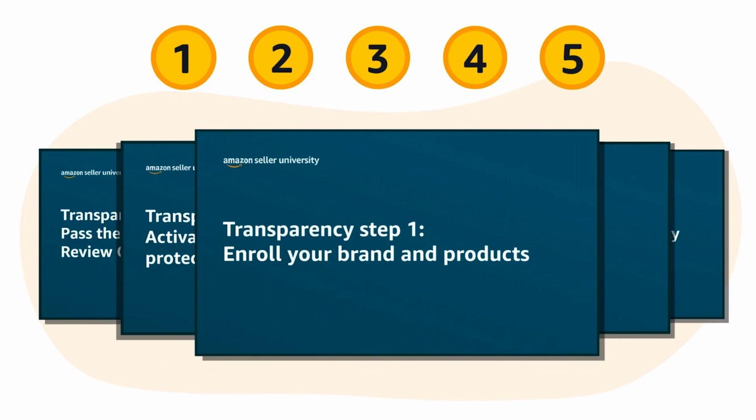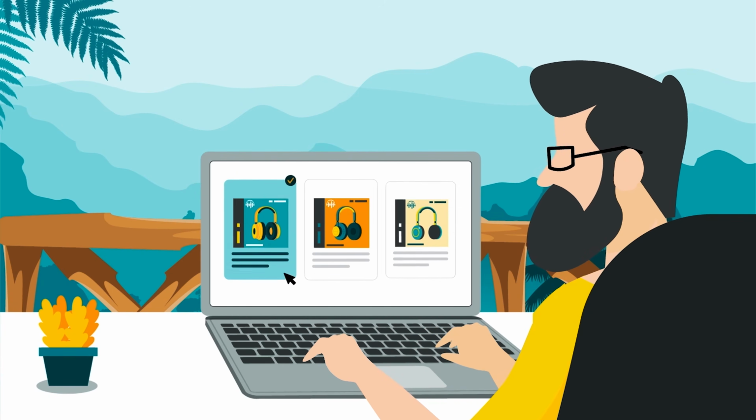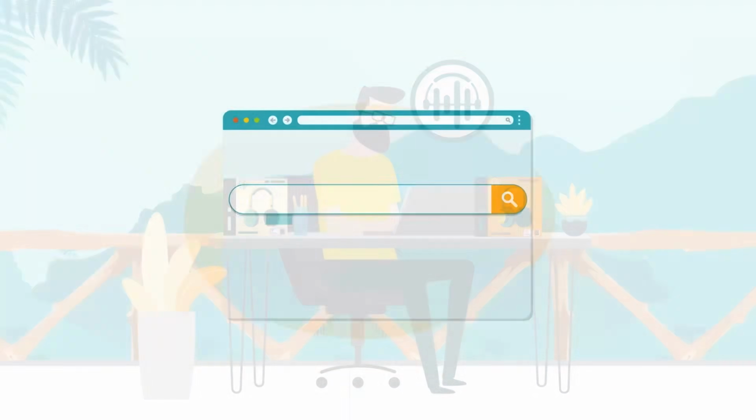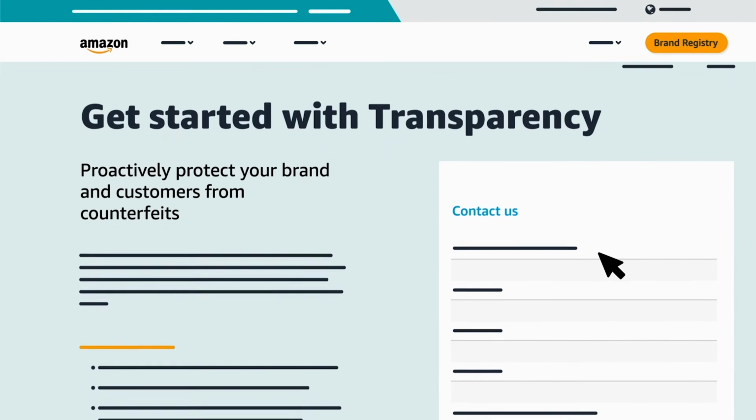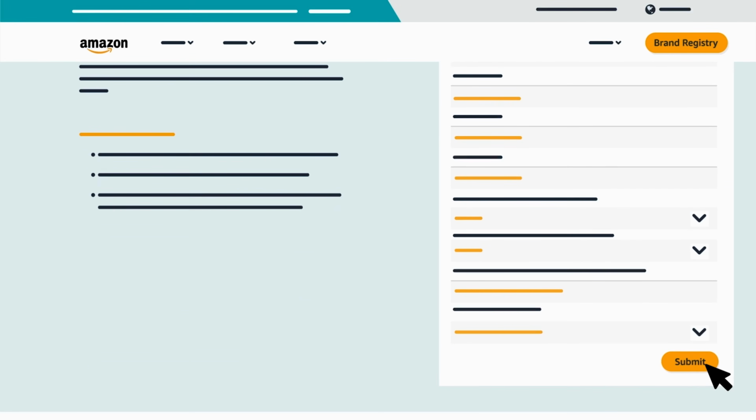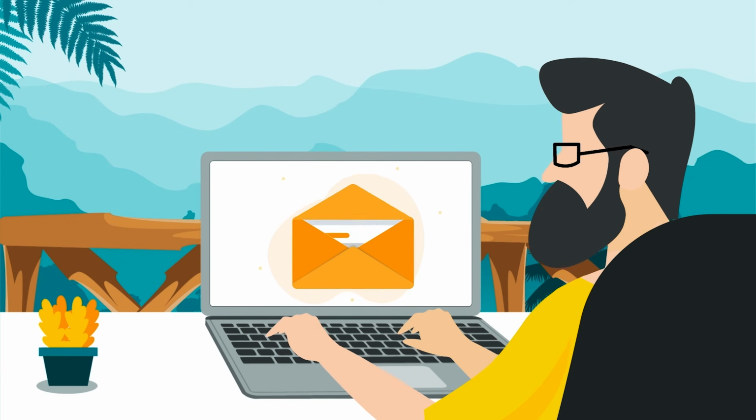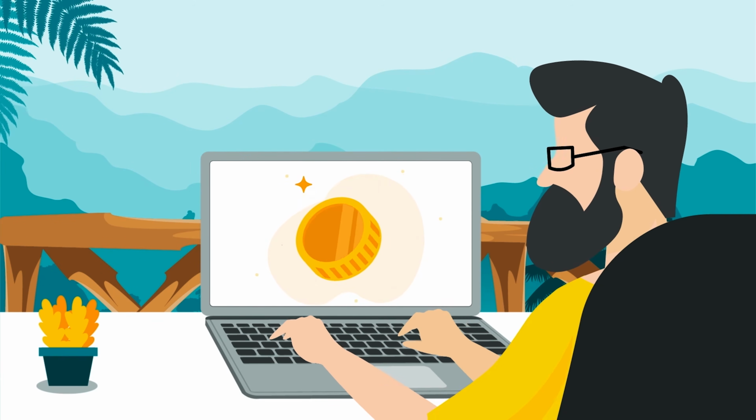In Step 1 of this process, you'll enroll your brand in the Transparency program and choose which of your products you'd like to protect. When you're ready to begin the enrollment process, navigate to the Contact Transparency page at brandservices.amazon.com/transparency/go. Complete each field and select Submit to share your contact information and a few details about your brand with the Transparency team. They'll contact you via email and provide more information like program details, guidelines, and pricing.